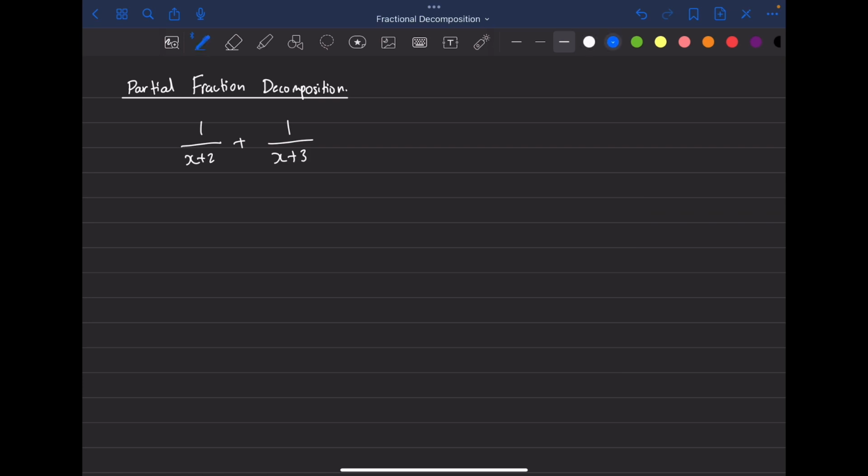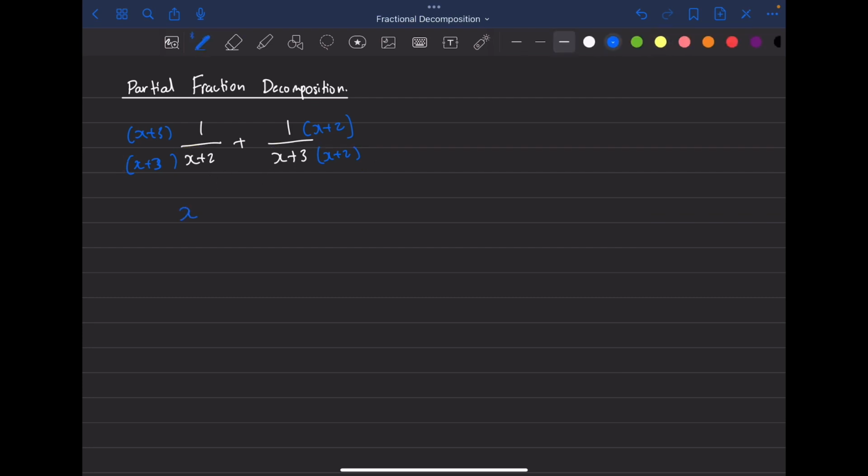the way you do this is you'd multiply this by x plus 3 and this by x plus 2, and then multiply the other terms by x plus 3 and x plus 2. What that does is it gives us a common denominator on both fractions, and then we can actually add them up. So let's actually do this.